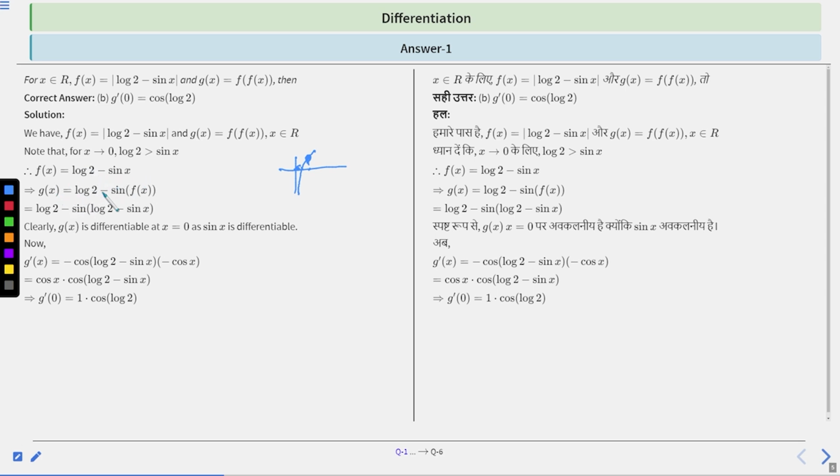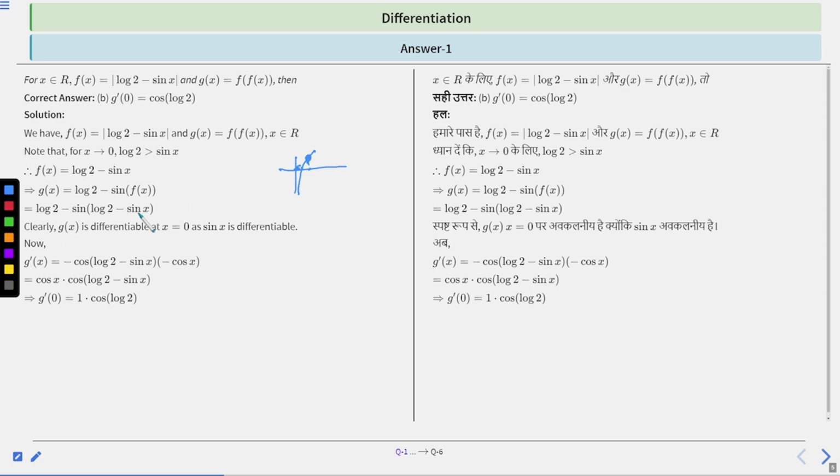Now, g(x) will be equal to log 2 minus sin f(x), because g(x) is equal to f of f(x), which is equal to log 2 minus sin of f(x), and f(x) is again log 2 minus sin x. Clearly, g(x) is differentiable at x equal to 0, as sin x is differentiable, right?